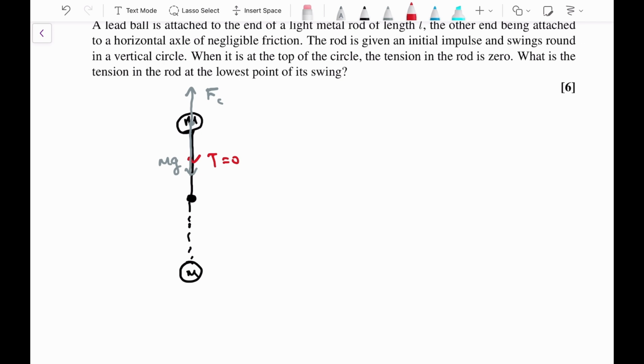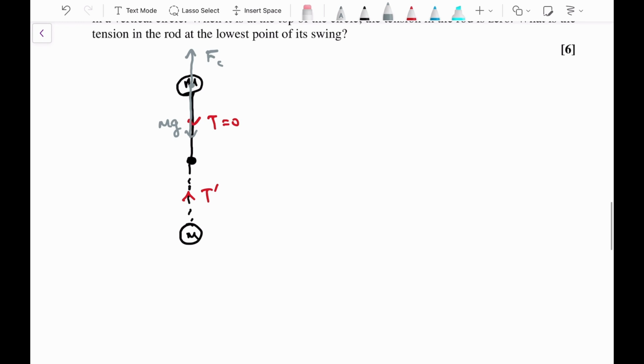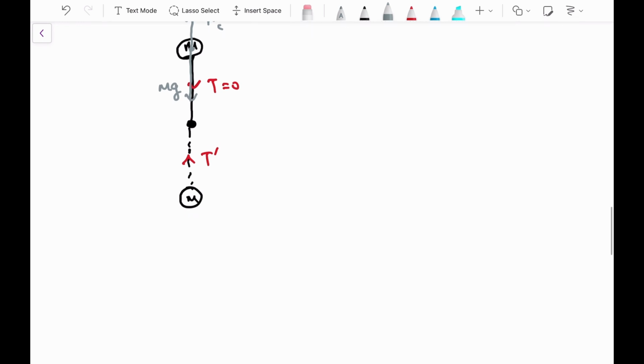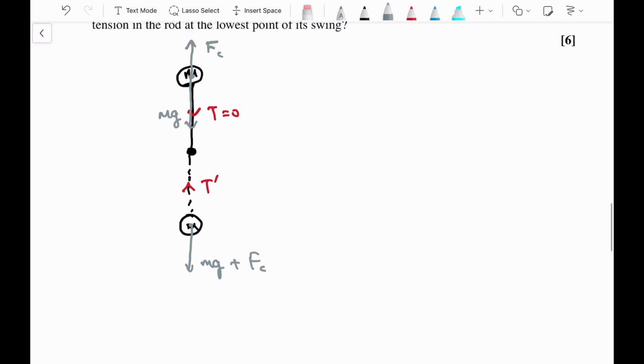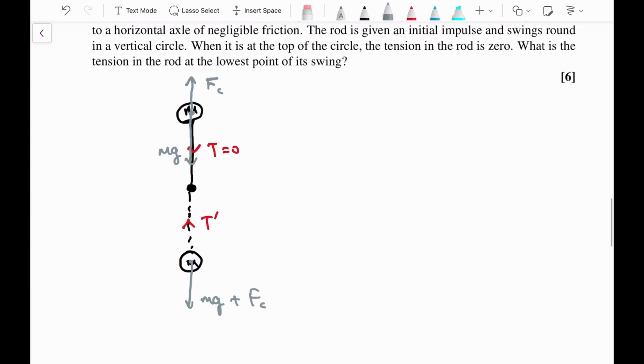And this is the tension, let's say it's T dash, what we want to calculate. And over here, what is happening is that it is experiencing two forces downwards. The first force is mg, however it's experiencing another force which is Fc that is swinging downward, and this is actually greater than Fc above it, due to the conservation of energy, the potential energy is converted into kinetic energy. So how do we actually calculate this?